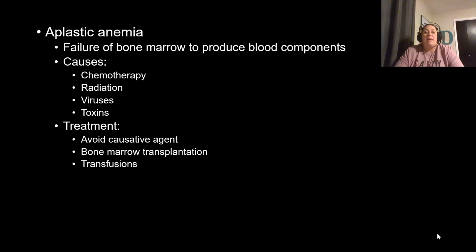Another type of anemia is aplastic anemia. This is failure of the bone marrow to produce blood components altogether. Aplastic anemia, the cause a lot of times could be due to chemotherapy. It's damaged those stem cells, radiation, viruses, or toxins.